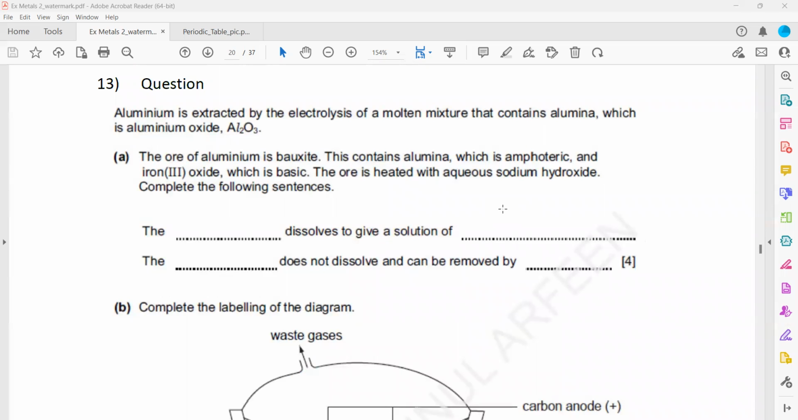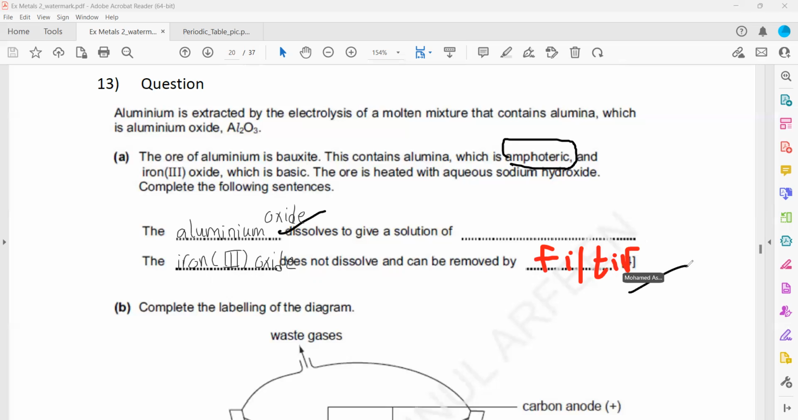Question 13, aluminium is extracted by electrolysis of a molten mixture that contains alumina. The ore of aluminium is bauxite, which contains aluminium oxide, which is amphoteric, and iron oxide, which is basic. If we add sodium hydroxide, which will dissolve or react? Aluminium oxide will dissolve, because it is amphoteric and can react with both. We can remove the iron oxide by filtration, as it does not dissolve. When aluminium oxide dissolves, it becomes aluminium hydroxide.